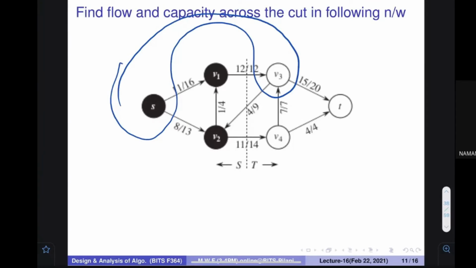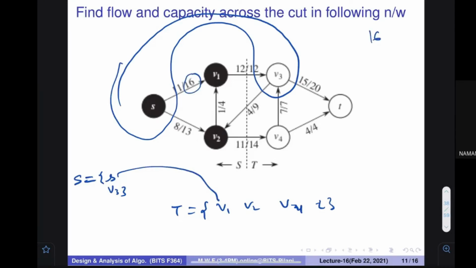Capacity would be, what is the capacity? You have to find out into the S. Two things are there, small s and V3. Those two things are there, and S contains this, and T contains what? It is V1, V2, V4, and T. Okay, try to see from S, is there any V1? S to V1 is there. So what is the capacity? 16. From S to V2 is there, that is 13. So you add 13 also. From S to no other place, so we are stuck over here.